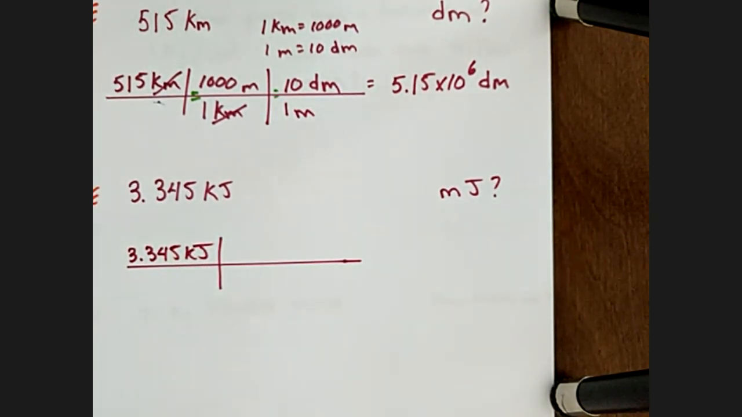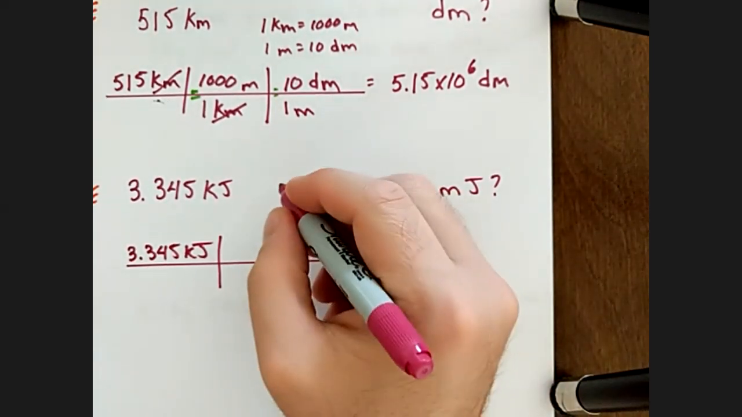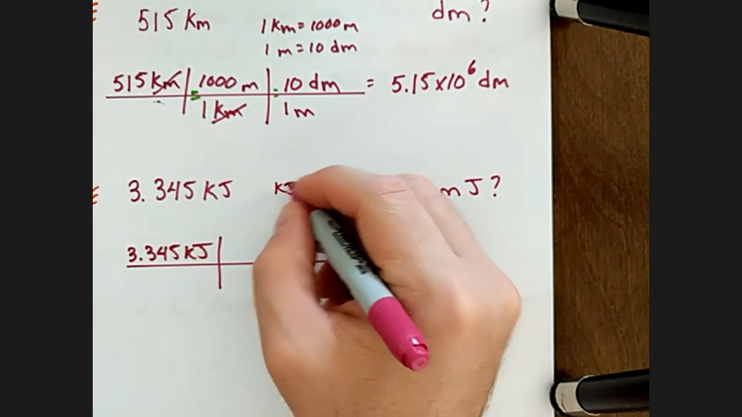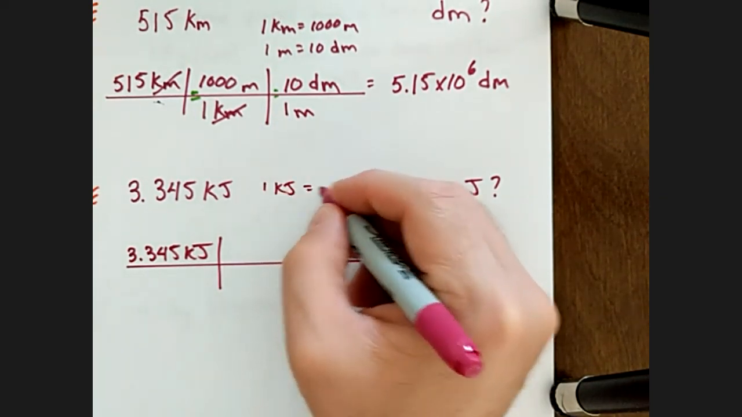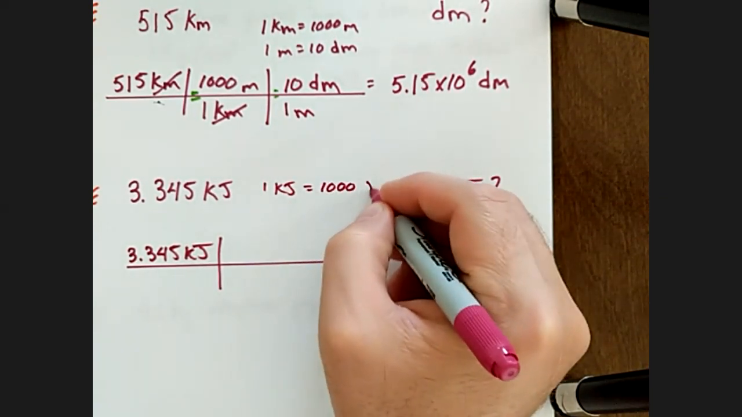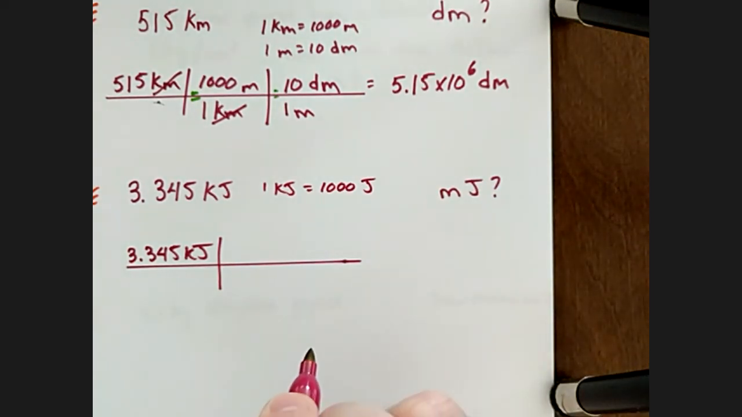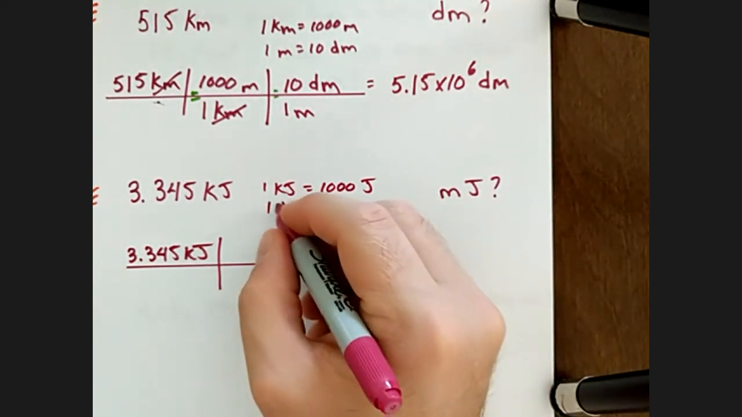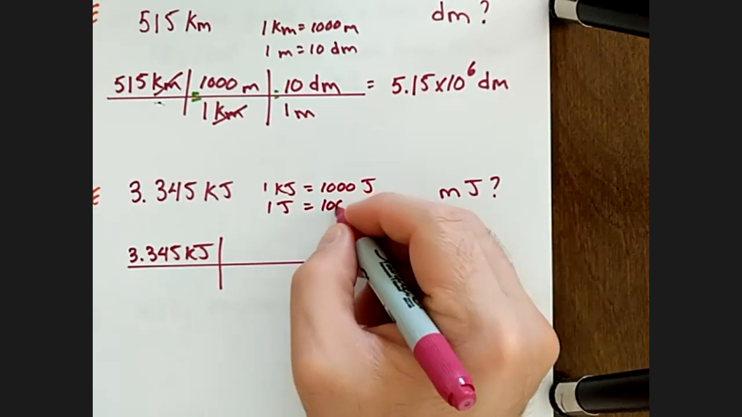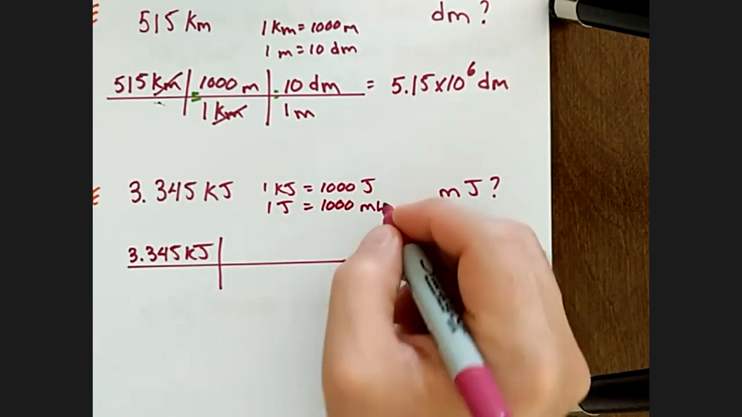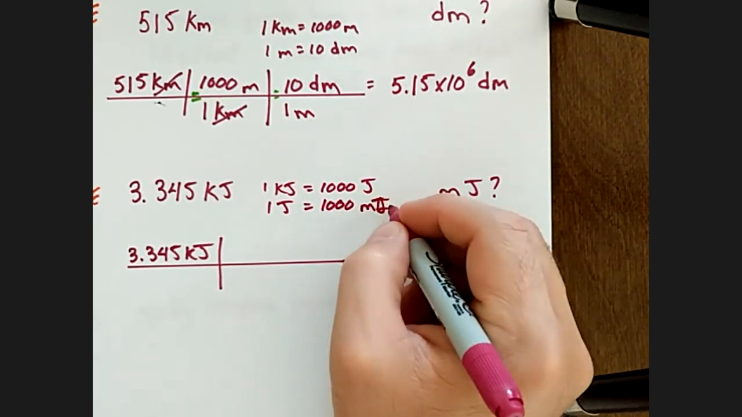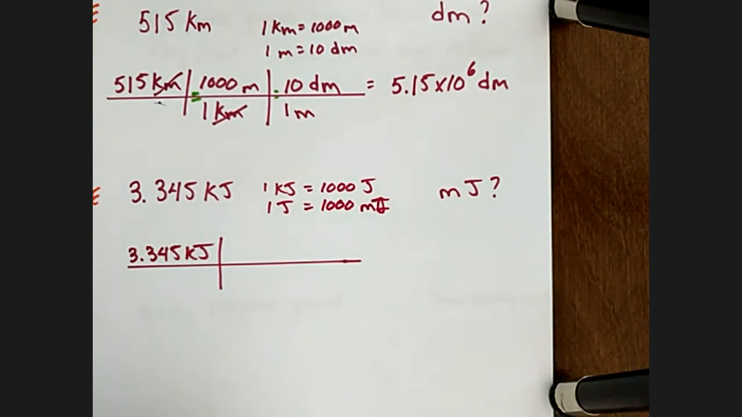Okay, so how do we get from kilojoules to millijoules? Now, there's probably not, again, a direct thing that you probably memorize to get you from kilo to milli. So we would want to go kilojoules. In 1 kilojoule, there is 1,000 joules, right? And then 1 joule, there is 1,000 millijoules. Oop. Joule, not a liter.